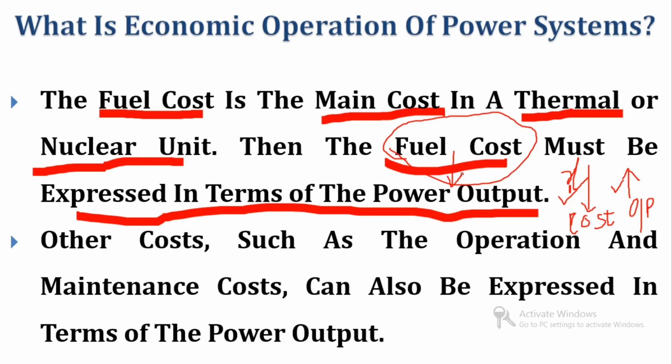Now, if fuel cost is high and we get the same output, then it is not known as the economical operation. The economical operation is directly correlated with fuel cost. So, if fuel cost is low and we get high output, then it is known as the economical operation. Likewise, other costs such as operation and maintenance cost can also be expressed in terms of output. So, these are the ways to know whether our system is operating economically or not. At low cost, if we get high output, then it is known as economic operation.